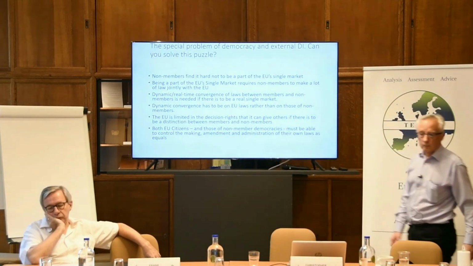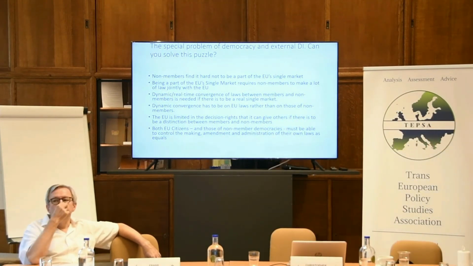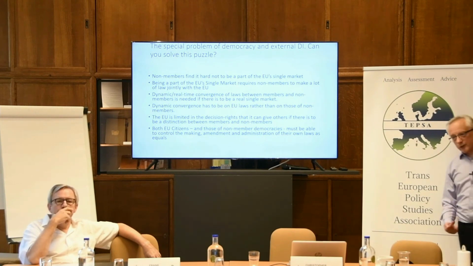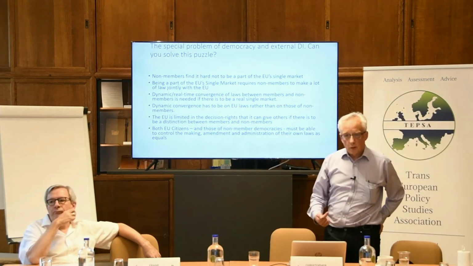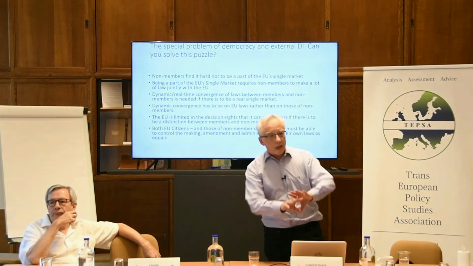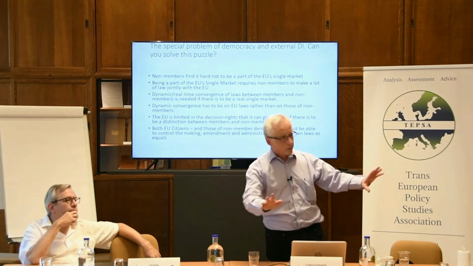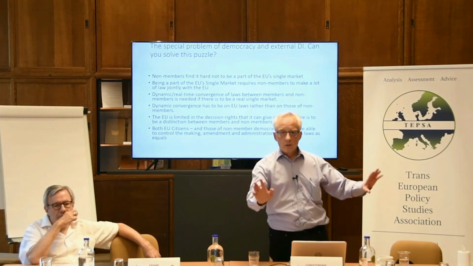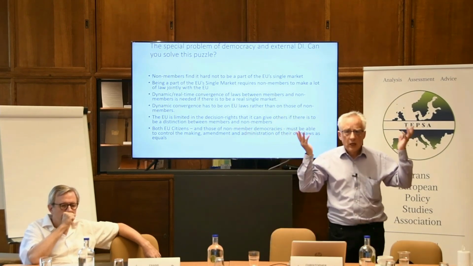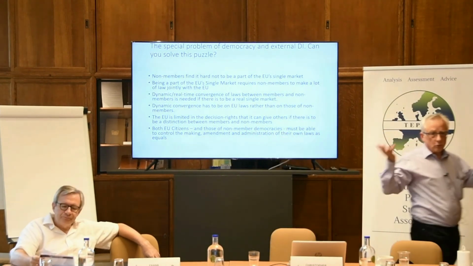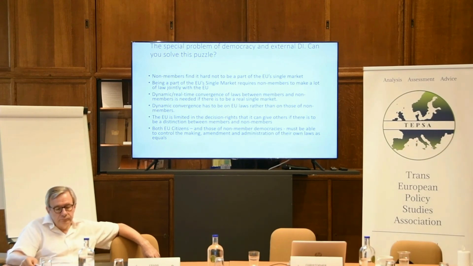Sixth problem. Both EU citizens and those of non-member democracies need to be able to control all of their laws as equals. We started off by saying that. We started off by saying that's the definition of democracy, that citizens need to be able to control all of their laws as equals. So here we have this system.